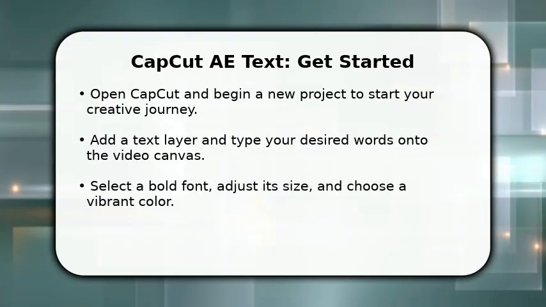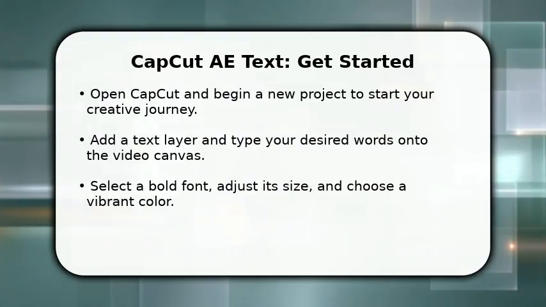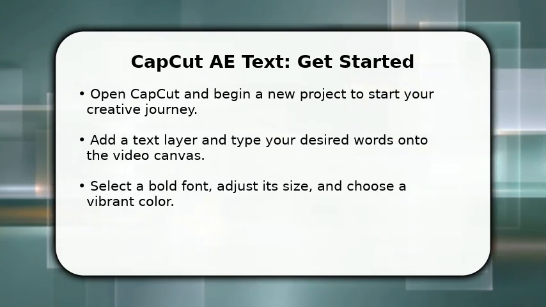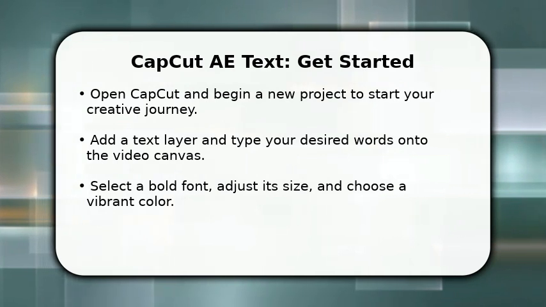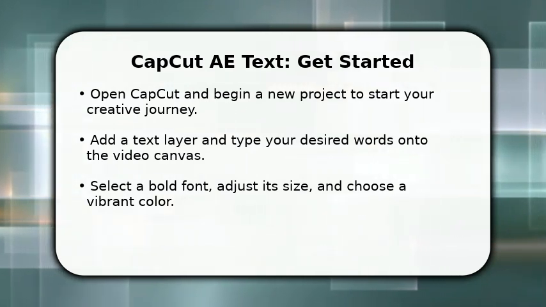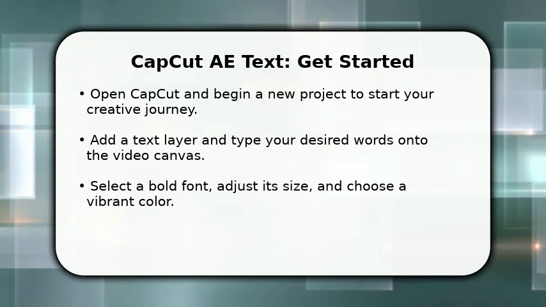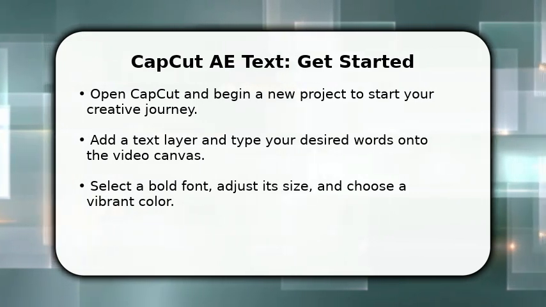Enjoy the video. In this video, I will explain how to text like AE in Capcut. First, launch the Capcut application and create a brand new project. Next, navigate to the text option and add a default text layer to your timeline. Type out your desired message.